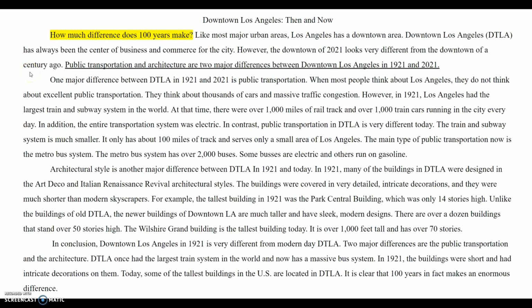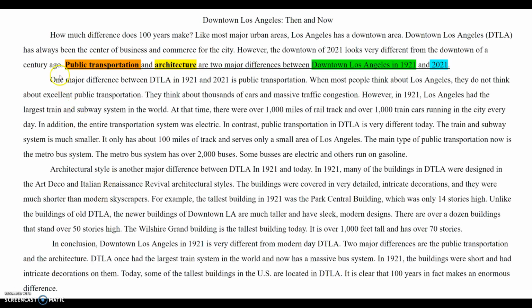Now let's take a closer look at the introduction paragraph. Here we can see that this introduction paragraph has the 3 major parts of the introduction paragraph. We start with a hook as the first few sentences. Then we have some background information or bridge sentences that connect the hook to the thesis statement. We end the introduction paragraph with the thesis statement. Public transportation and architecture are 2 major differences between downtown Los Angeles in 1921 and 2021.